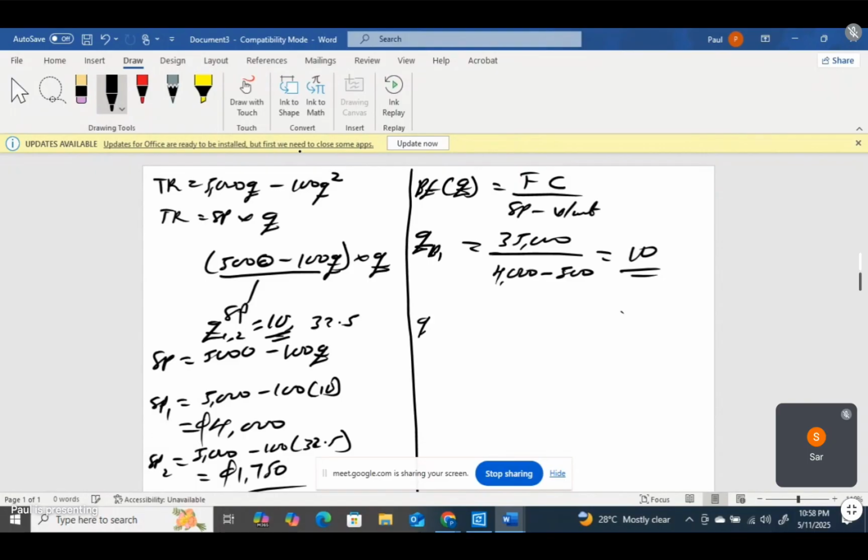If I do the same for the second one, you see that I'll get the same 32.5. Look at 4,000 minus 1,750. You see that I'll get the same 32.5.